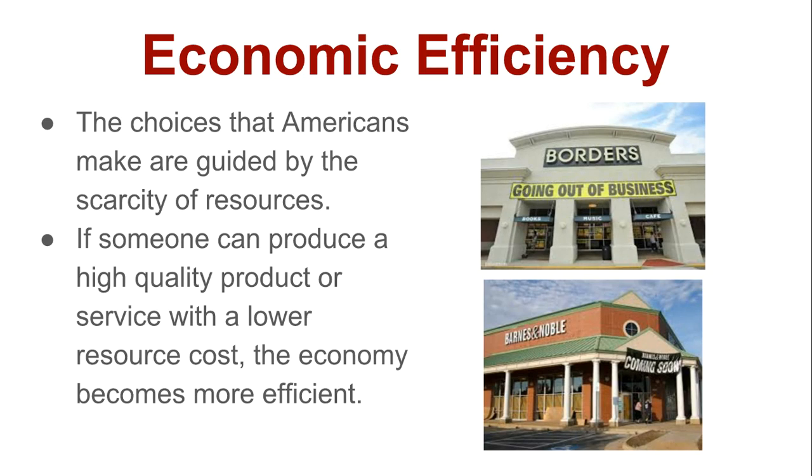So, within this efficiency model, if somebody can produce a high quality product or service with a lower resource cost than their competitors, they will succeed, their competitors will fail, and the market economy becomes more efficient. This is why we see competing businesses that offer the same product, where one is more successful than the other. It is because they have found a way to be more efficient at producing a high quality product at a lower cost.